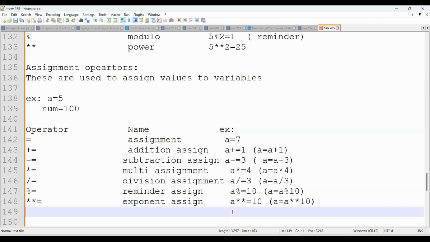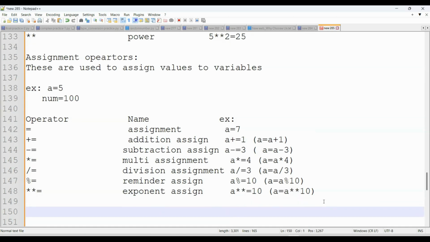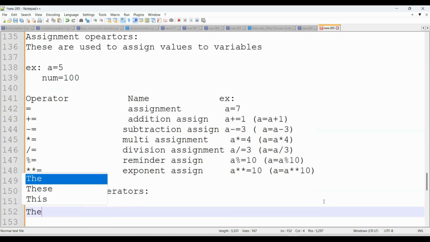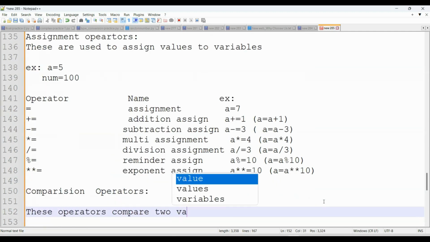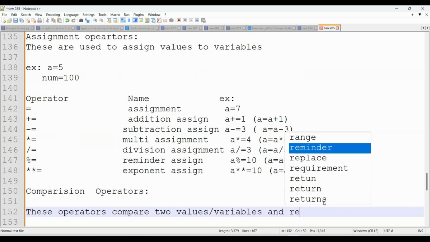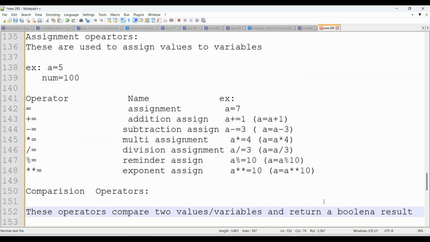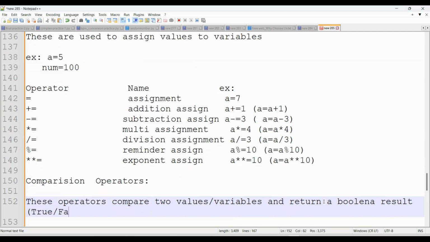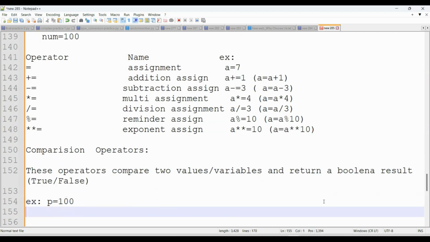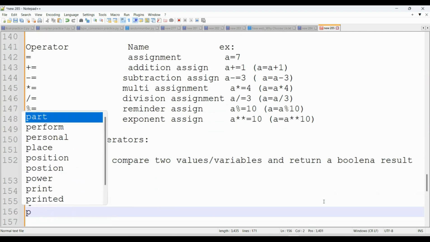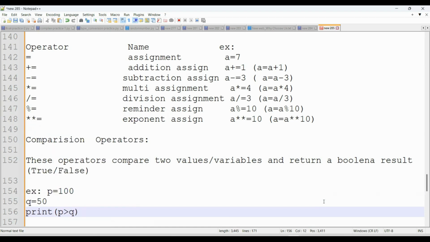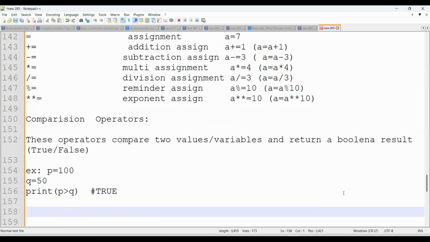This is how assignment operators work. Next, we'll discuss comparison operators. These operators compare two values or variables and return a boolean. The boolean result is either true or false. Example: p equal to 100, q is equal to 50. Print p greater than q. Here p is 100 and q is 50. So 100 greater than 50 is true, and it will print the true value. We'll prepare one table with operator, meaning, and example.